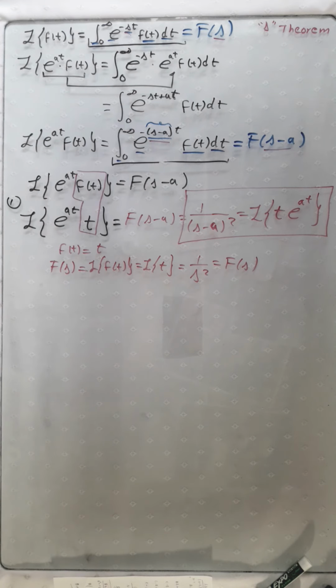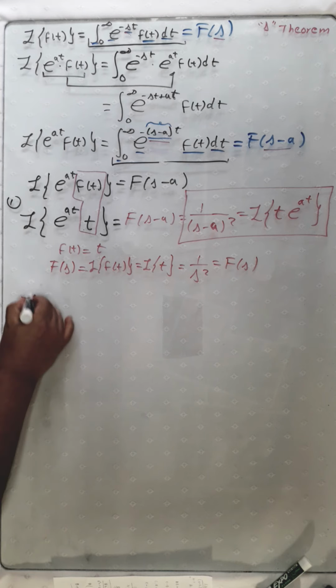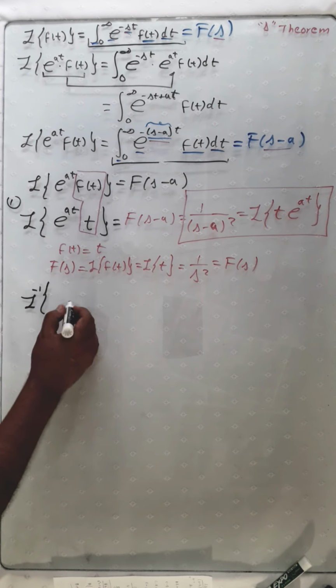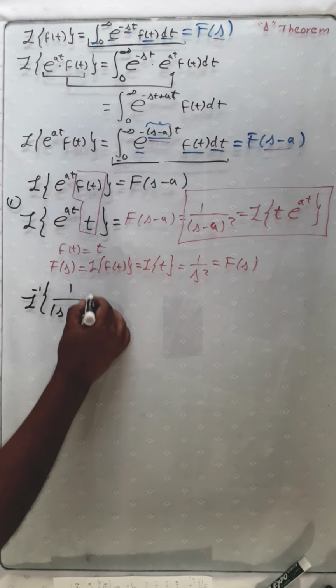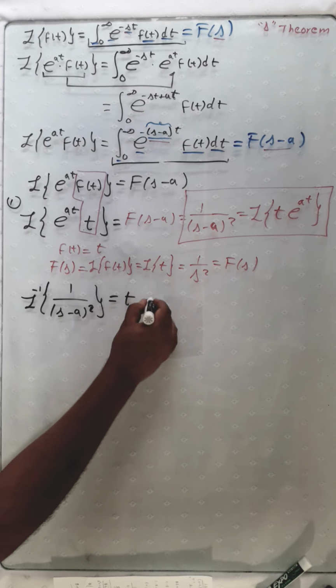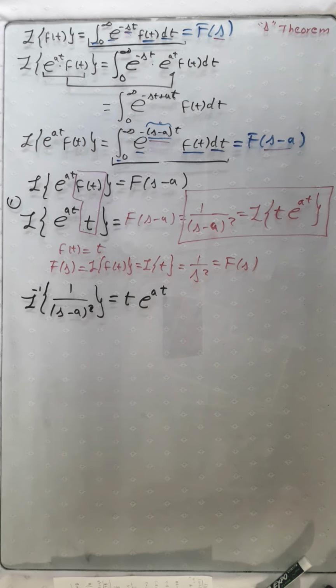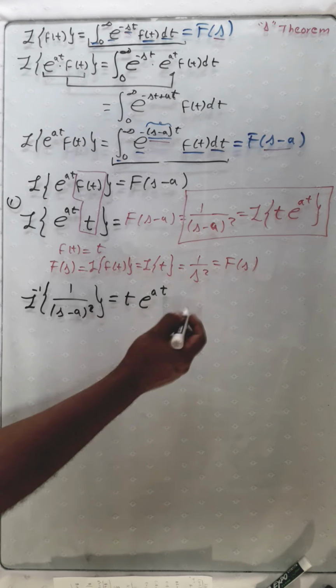From that we can develop the Laplace inverse. The Laplace inverse of 1 over s minus a squared is equal to t exponential of at. Now, engineers, this is the result actually.